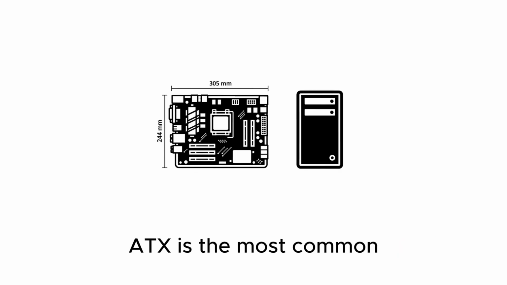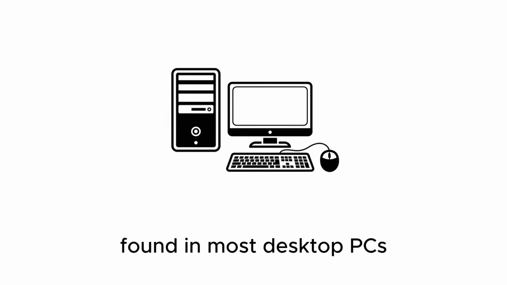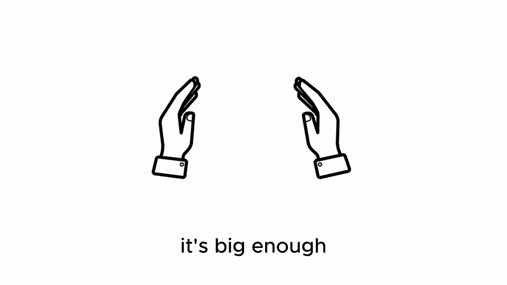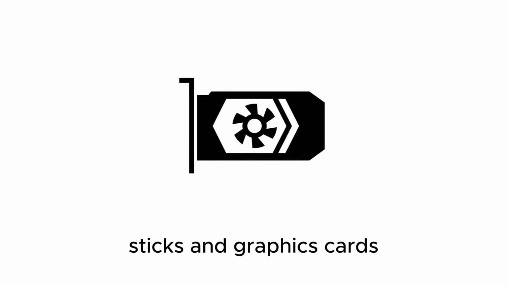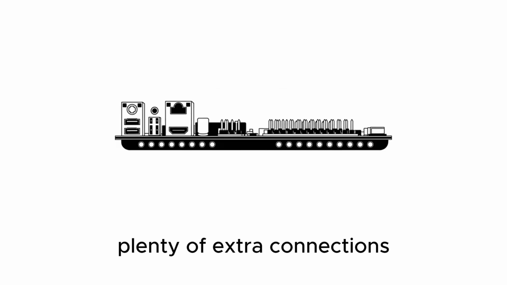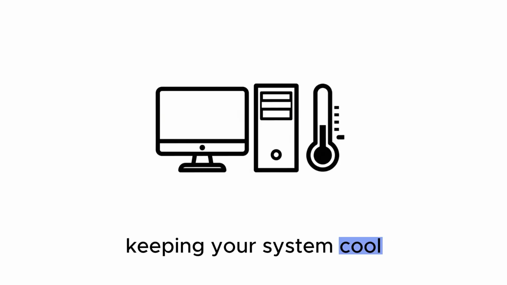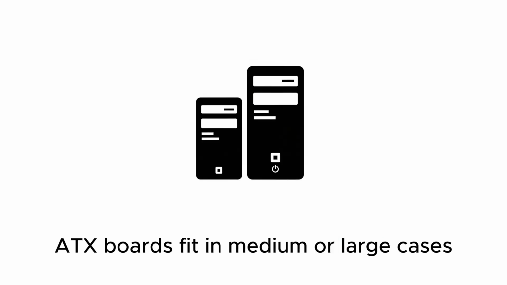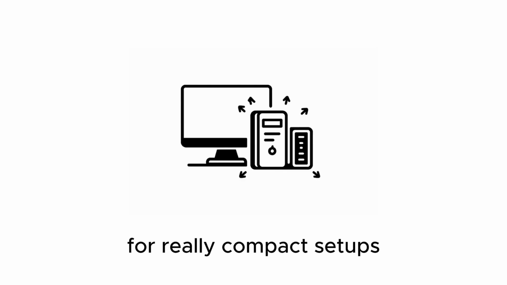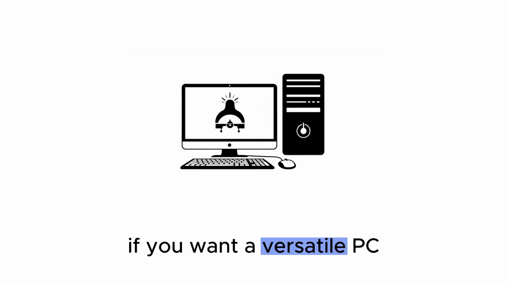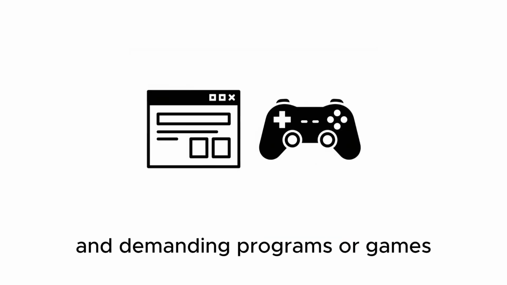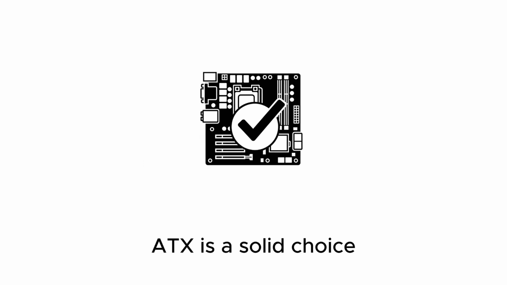ATX. ATX is the most common motherboard size, found in most desktop PCs. It's big enough to fit multiple RAM sticks and graphics cards, and it comes with plenty of extra connections. Its size also allows for larger fans and heat sinks, keeping your system cool. ATX boards fit in medium or large cases, so they're not ideal for really compact setups. If you want a versatile PC that can handle more components and demanding programs or games, ATX is a solid choice.